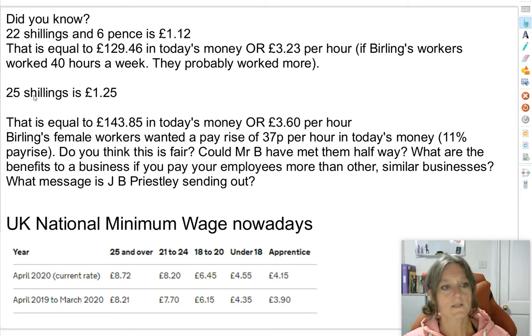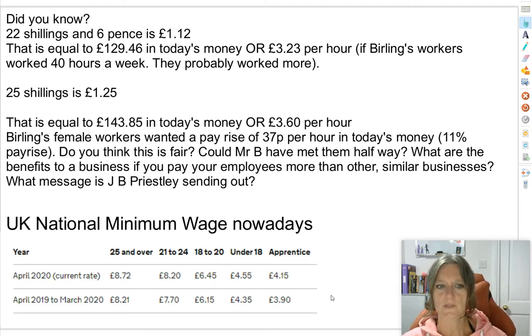So what they were asking for was 25 shillings, so that's £1.25. They wanted a little pay rise, 37p per week. So what they were asking for, £1.25 in their money, would be worth £143.85 in today's money. That would take their pay up to £3.60 an hour. So that's an 11% pay rise.